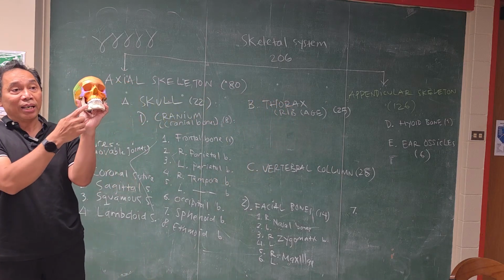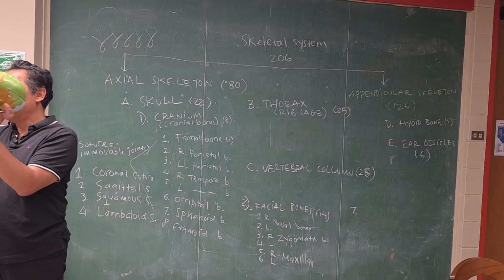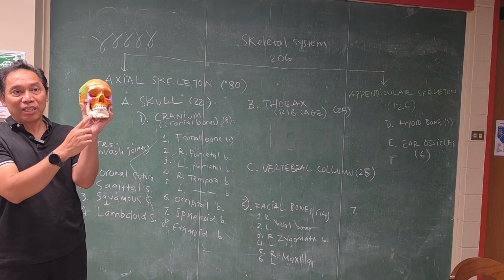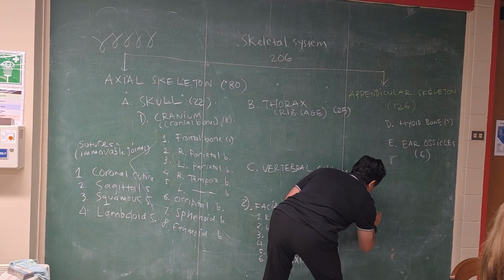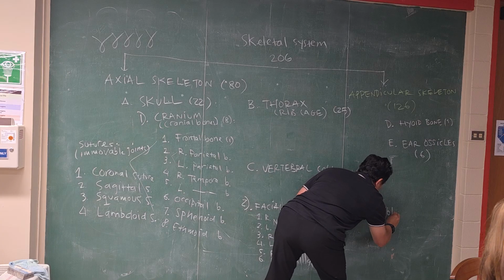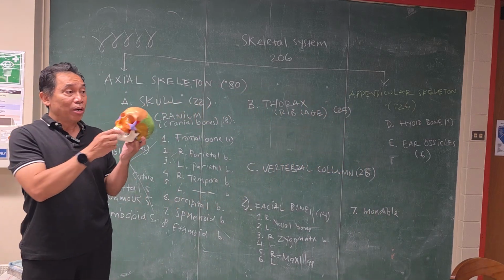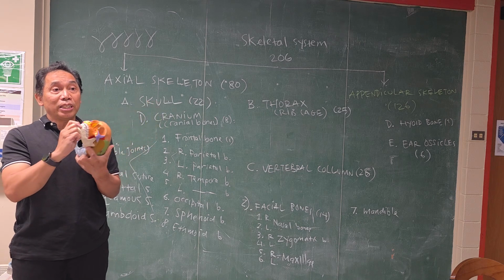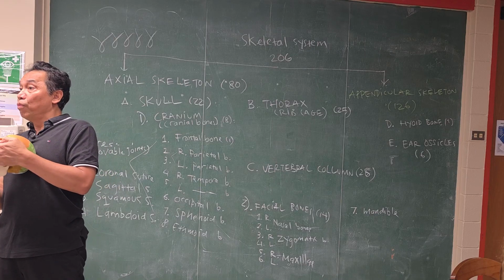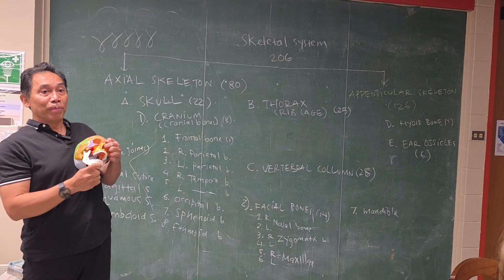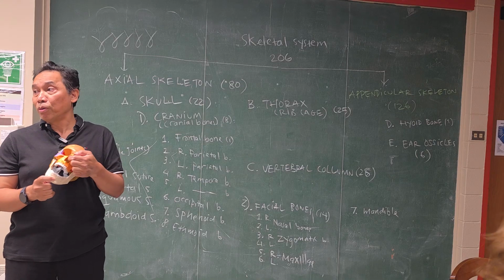We actually only have 1, because it's fused together. Anybody know what's the scientific name? Mandible. Okay, now, take a note. This mandible is the only bone on our skull that can freely move. This is the only movable bone in our skull. The rest will not move.